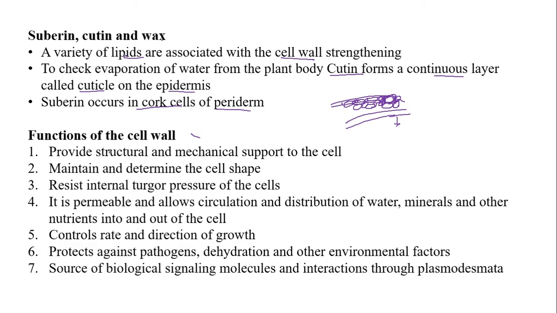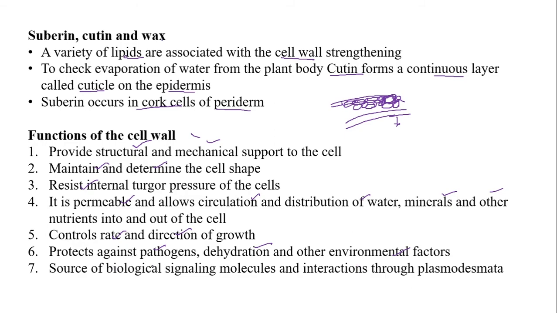The functions of the cell wall. The cell wall provides structural and mechanical support. It maintains and determines the cell shape. It gives resistance to internal turgor pressure of the cell. It is permeable, allows circulation and distribution of water, minerals, and other substances into the cell and out of the cell. It controls the rate and direction of growth. It protects against pathogens, dehydration, and environmental factors.